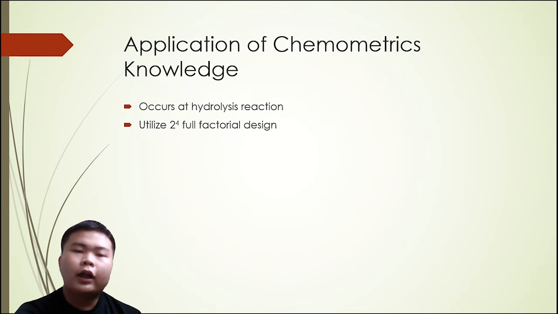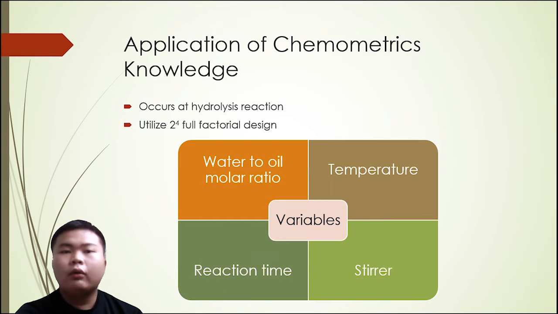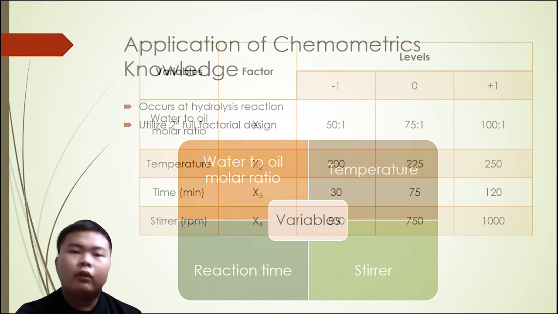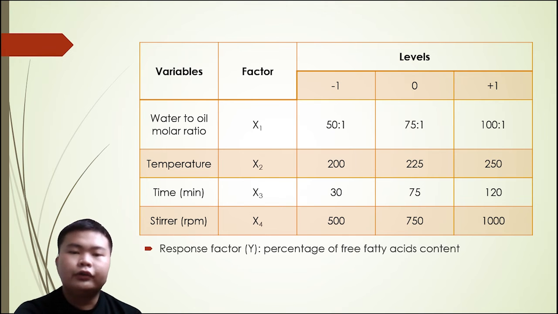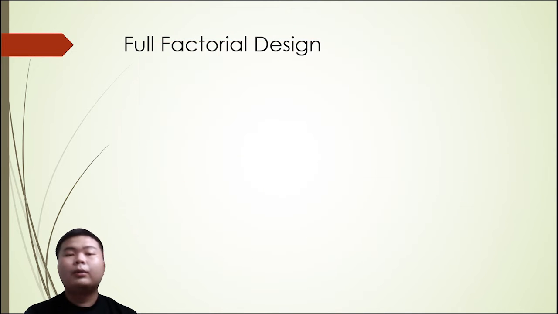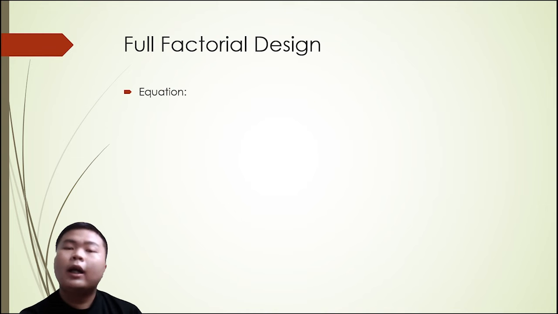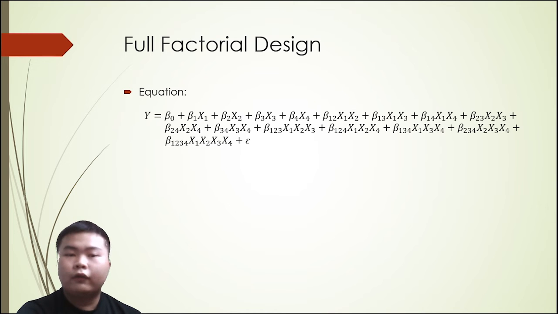In this design, there are 4 variables being studied, which are water to oil molar ratio, temperature, reaction time, and stirrer. For each variable, there are values and their respective coded levels, which are illustrated in this table. The response factor in this design is the percentage of free fatty acids content. With all the 4 variables presented, the full factorial model can be constructed and it is represented by the following equation here, where y is the response factor, x are the 4 different variables, beta are the constants or the coefficients in this case, and epsilon is the random error term.